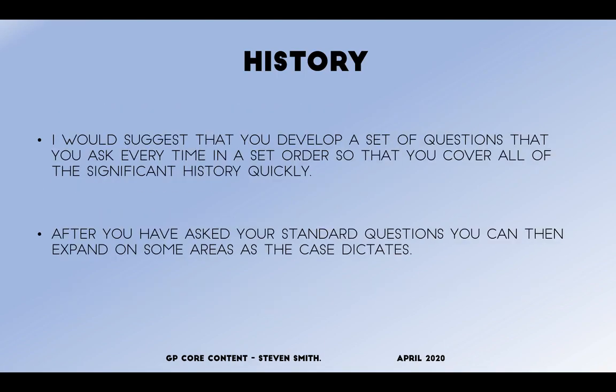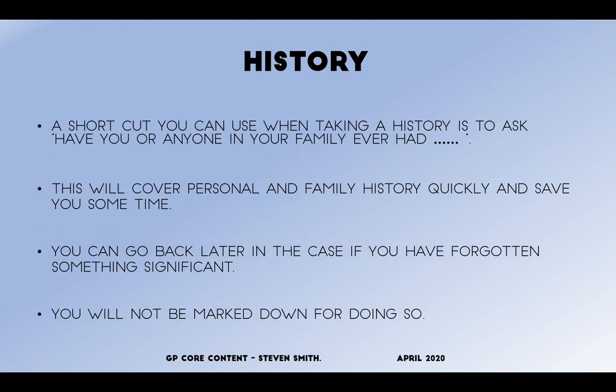I would suggest that you develop a set of questions you ask every time in a set order so that you can cover all of the significant history quickly. You can then expand on these or ask case-specific questions. You can ask for both personal and family history at the same time. For example, have you or anyone in your family ever had diabetes? This can save you some time, which can be used elsewhere. You can always go back and ask for further history later in the case if you have forgotten something significant.